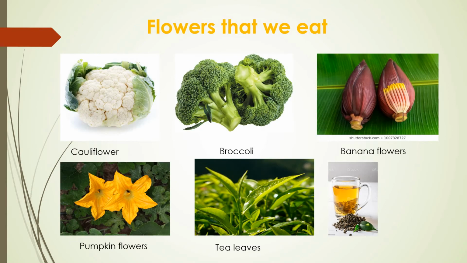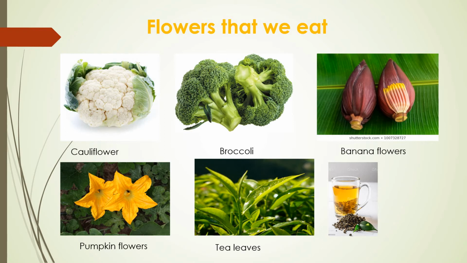Now we can also eat flowers of some plants. Flowers such as cauliflower. The vegetable which we eat, cauliflower, is flower of cauliflower plant. In the same way, broccoli is also flower of broccoli plant, which is green in color. We can also eat banana flowers and they taste delicious. We can also eat flowers of pumpkin. We can make pakoras of pumpkin flowers and they taste very delicious.